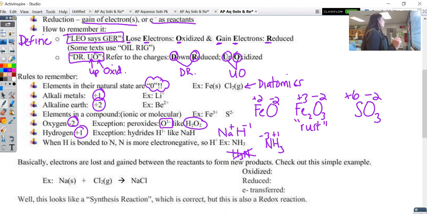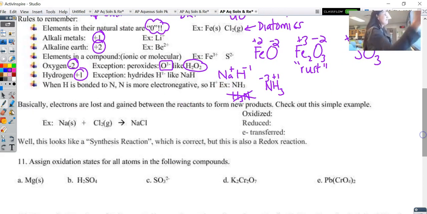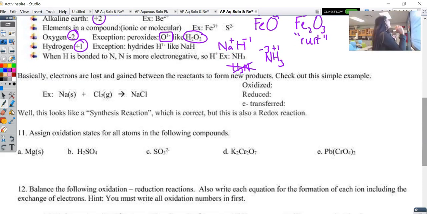Okay? So let's take a look at an example of making salt, making table salt. How easy is this? Okay, so let's make salt. So we know that if it's in its natural state, like sodium solid and chlorine gas, those both have 0 charge. They're in their natural states. But now we've got a compound. We know that Na is a +1 charge and Cl is a -1 charge. They're both fixed charges for us. So that's a +1 and a -1, and we're good to go.